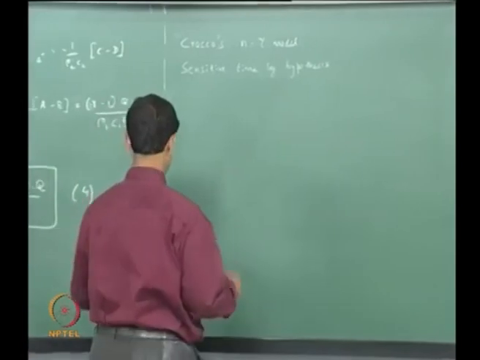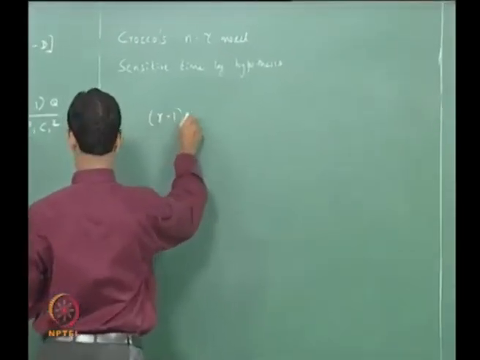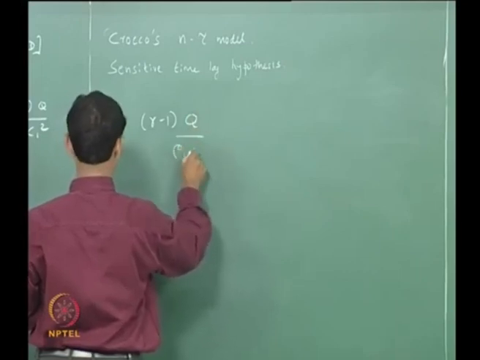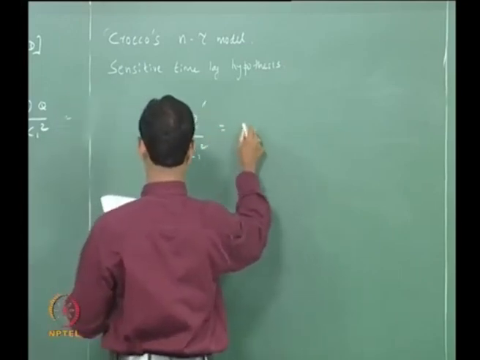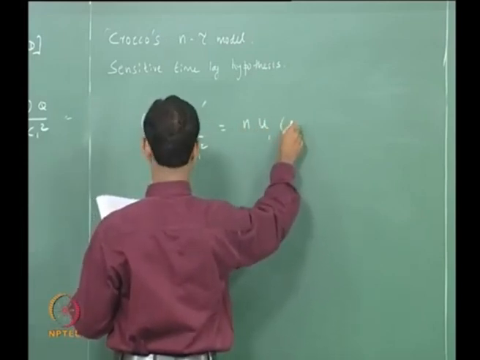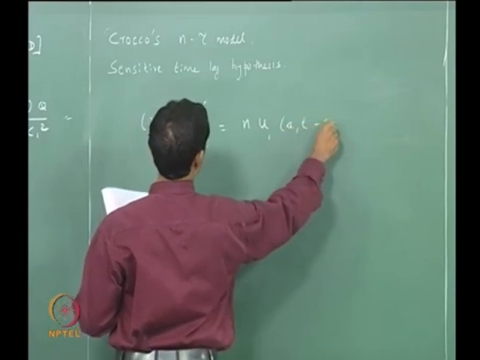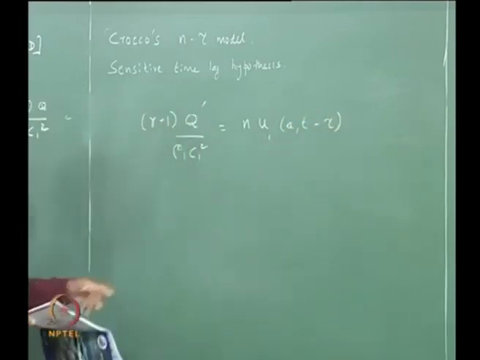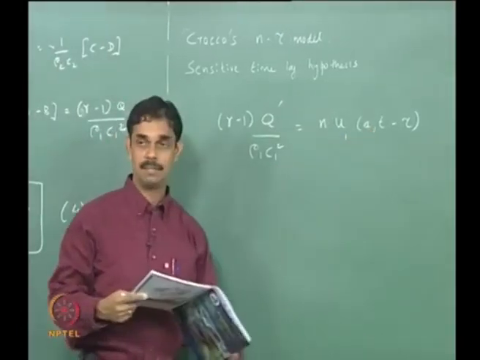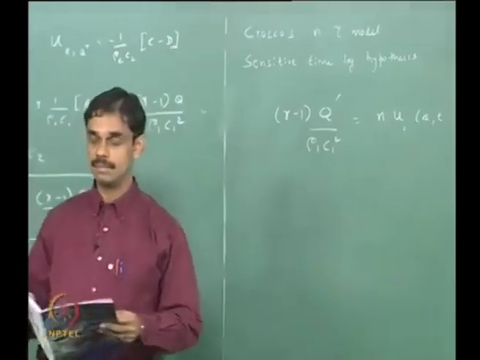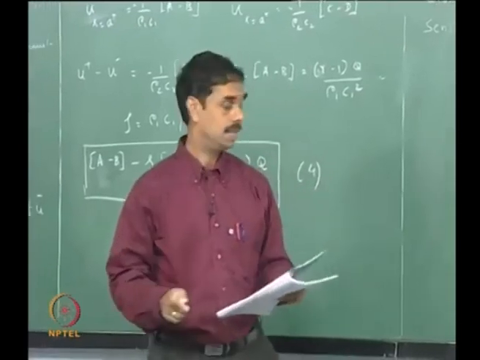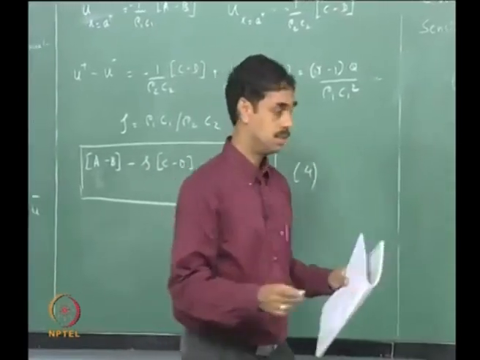So traditionally it is written as the velocity at the cold side. So we will write U1 at A and t minus tau. So t minus tau is not the actual time, but it is a delayed time, and N is a non-dimensional constant.